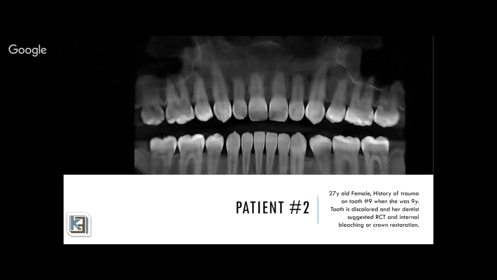Now, this is patient number 2. This was a 27-year-old female with history of trauma on tooth number 9. When she was 9 years old, the main concern was that the tooth discolored, and her dentist suggested the root canal and internal bleaching or crown restoration. Patient did not want to have a crown done. She requested to do bleaching.